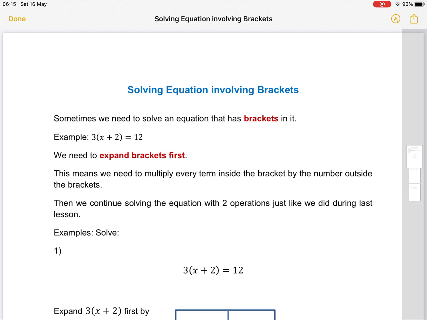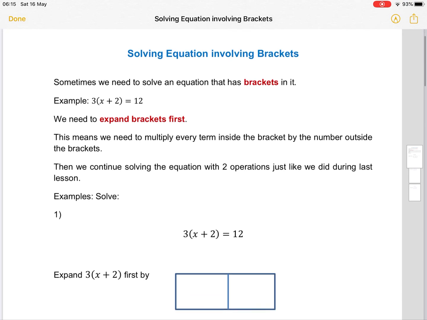Now, when we were doing algebraic expressions, we did a lesson on expanding brackets. So first of all, we need to use what we learned during that lesson to expand brackets first. In such equations, boys, we need to expand brackets first.